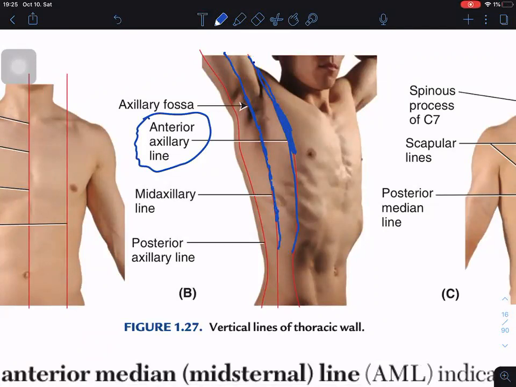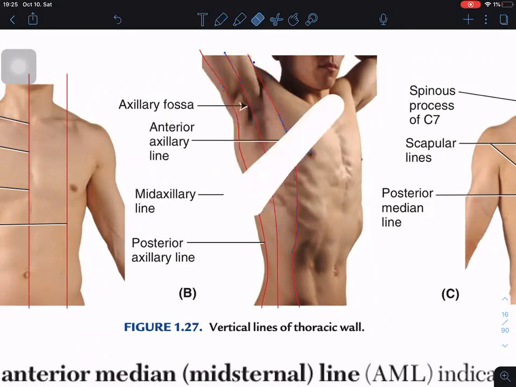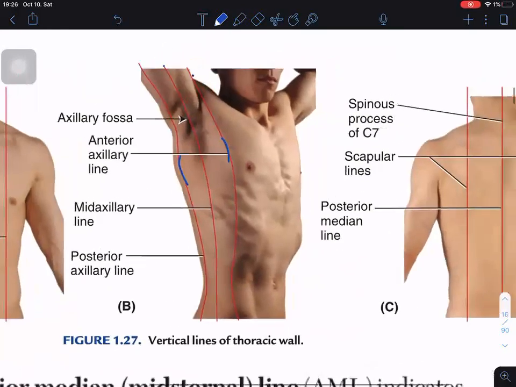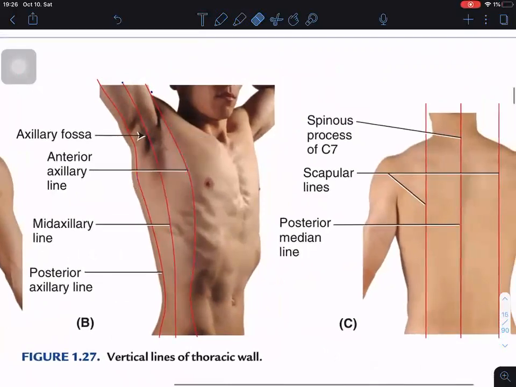And more posteriorly, you draw another line which is passing parallel with the posterior axillary fold, which was already formed by the latissimus dorsi and teres major muscles posteriorly. So we've got three axillary lines: anterior, mid, and posterior axillary lines. Okay. So anterior and posterior axillary lines were formed by those posterior and anterior axillary folds.